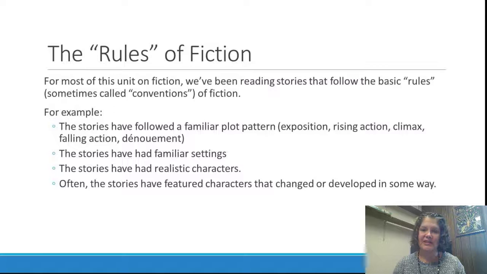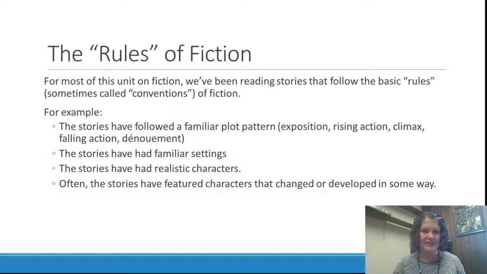There's an exposition, rising action in which the plot or the conflict sort of intensifies, a climax, which is the highest moment of tension, a falling action, where that tension begins to de-escalate, and then the denouement, which is where the tension gets released and everything is resolved.